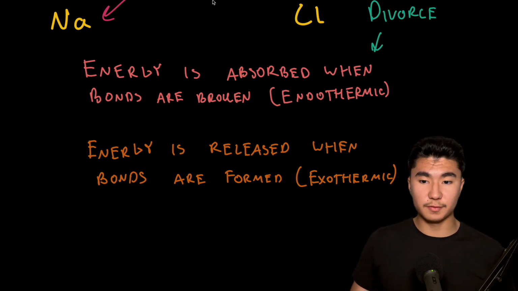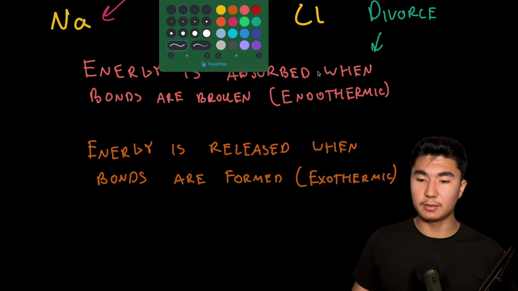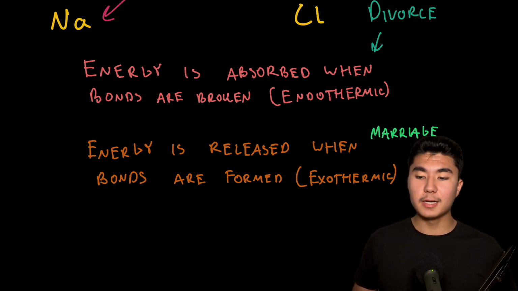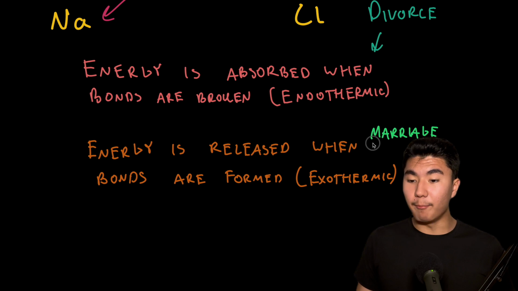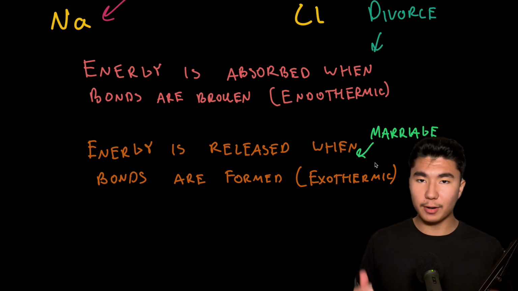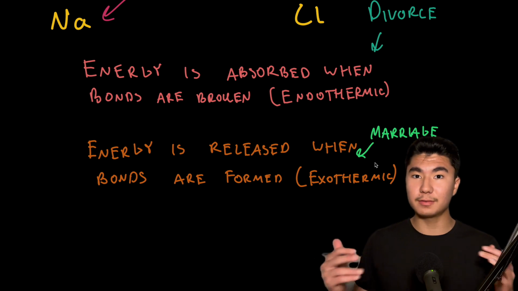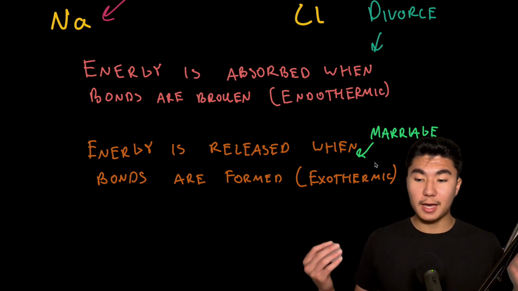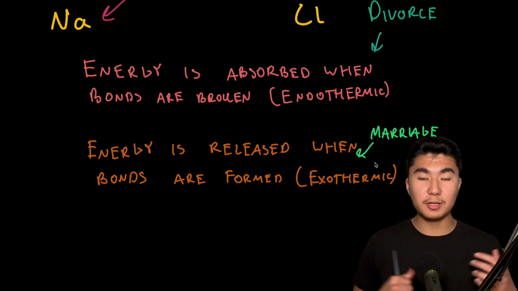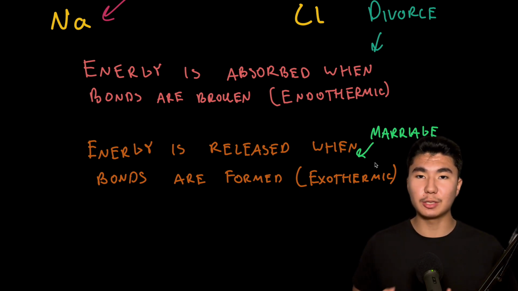So what's the opposite of a divorce? The opposite of a divorce is a marriage. And if you think about it, with a marriage, a bond is created and energy is released by a celebration where you have cake, you have dancing, you have a wedding. So when I think about energy being released when bonds are formed, I think of a marriage, because bonds are being formed and it's a celebration through a wedding.